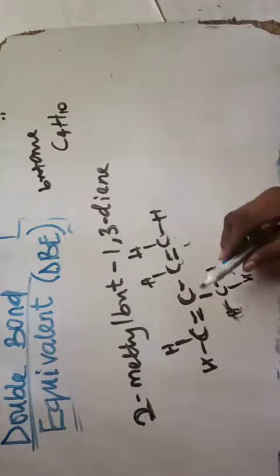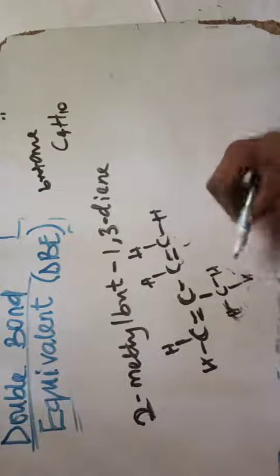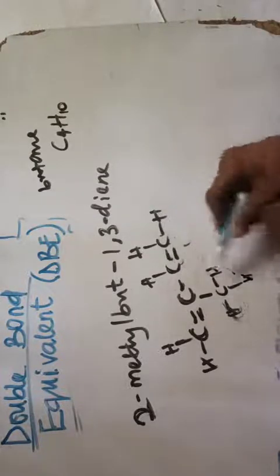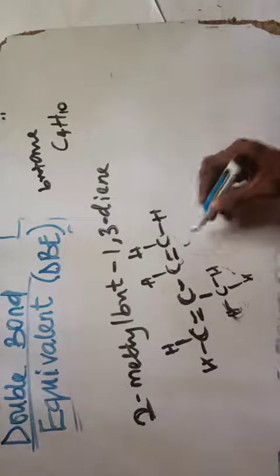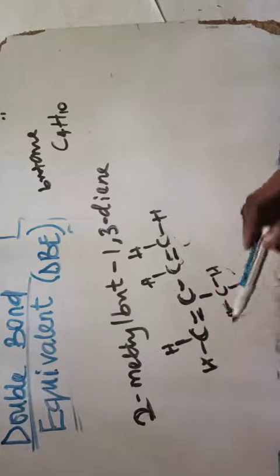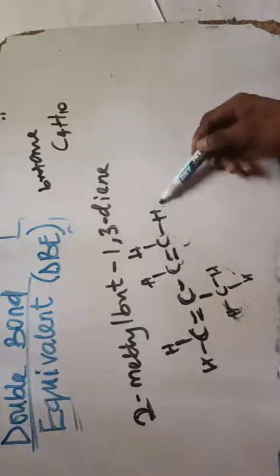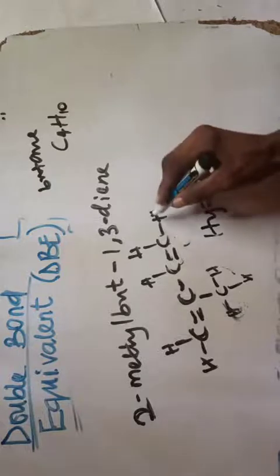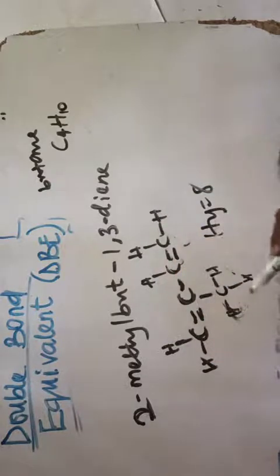So you want to name it as well. It's 1, 2. So this branch here, 1, 2, 3. So that is 2-methyl-1,3-diene. And the hydrogen present here is what? 1, 2, 3, 4, 5, 6, 7, 8. So you have the number of hydrogen present here as HY equals what? 8.